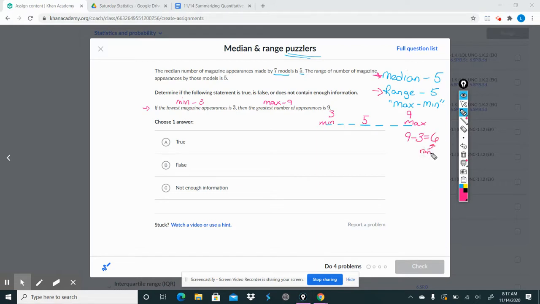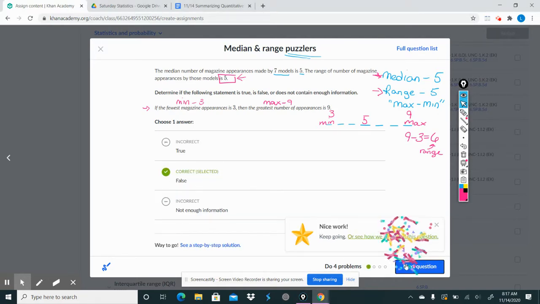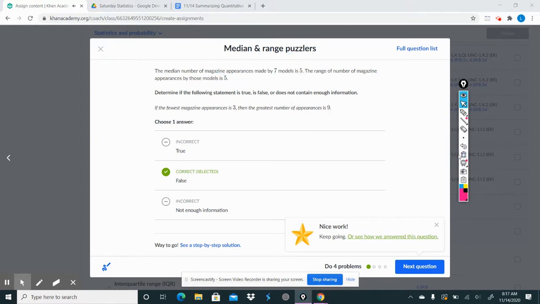However, our range in our case, in our statement, is 5. So in this case, our statement would be false because of the value that we were given for our range in the beginning, which was 5, and we've determined with our max minus our min that the range would be 6. So our statement would be false. Let's try another one here.